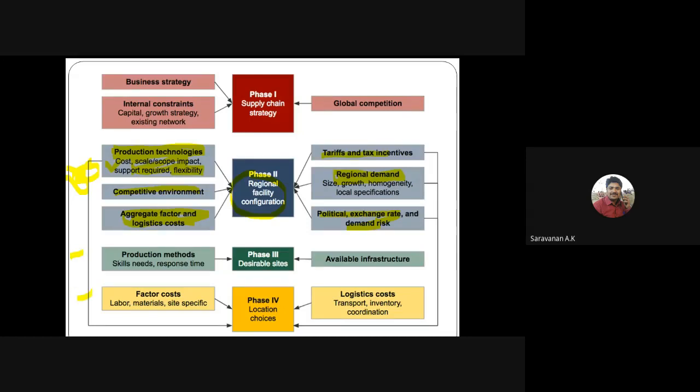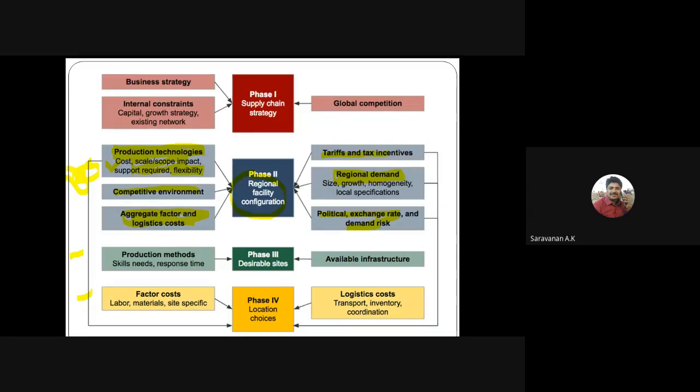Then the third phase, right? So what is the third phase? The objective of the third phase is to select a set of desirable potential sites within each region, right? We have to select the desirable potential sites, so where the facility is to be located, or where the facilities are to be located, that we have to select, the areas in the particular region or out of the region, right?